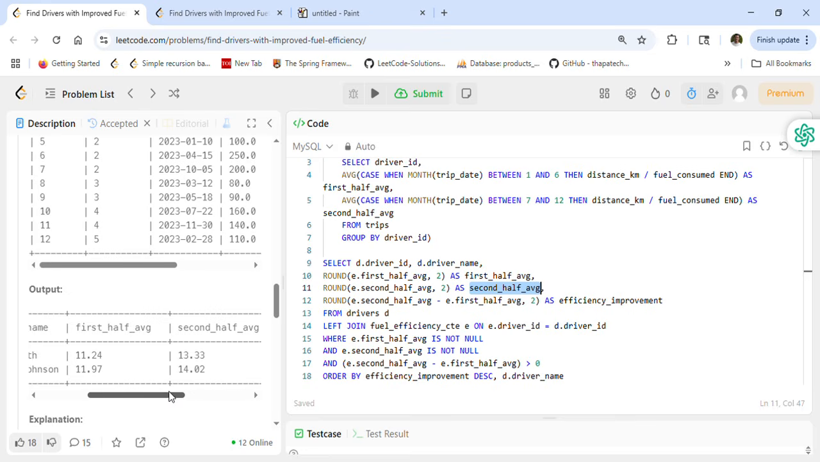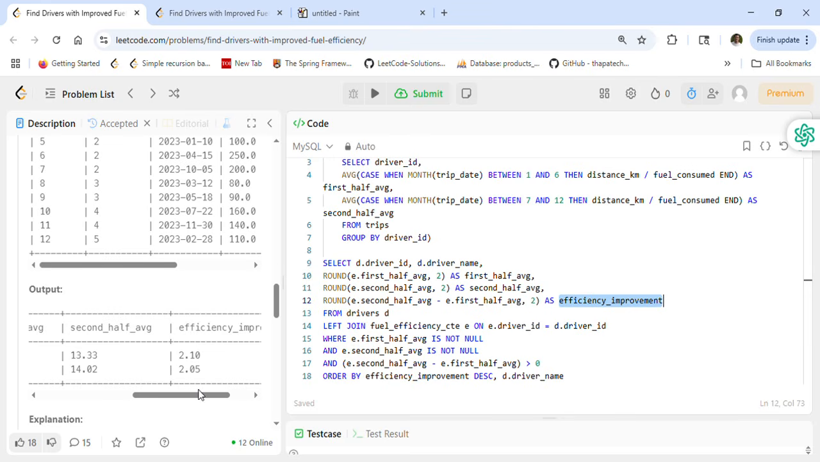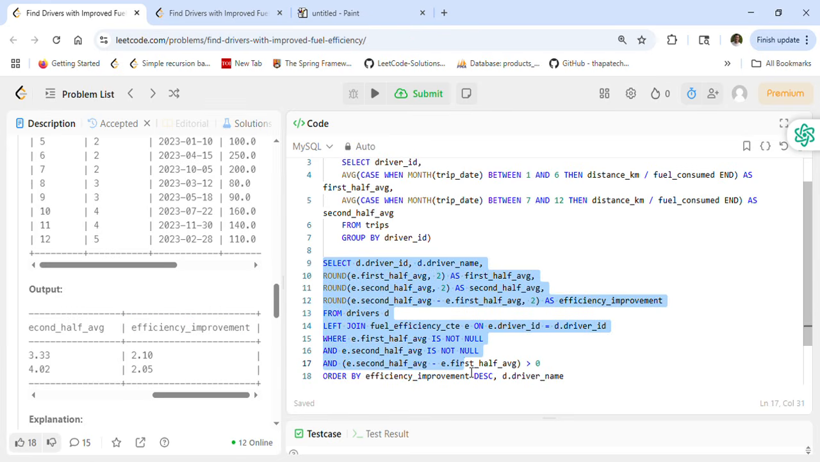You will see here on the left side I am showing you second half average, right, and round again the difference. So e dot second half average minus e dot first half average, rounded to 2 decimal places as efficiency improvement, correct? You can see efficiency improvement, and this is it basically. So this one should solve the problem.